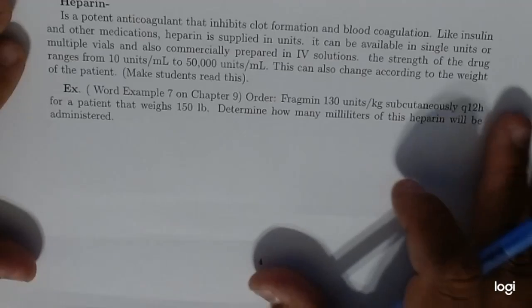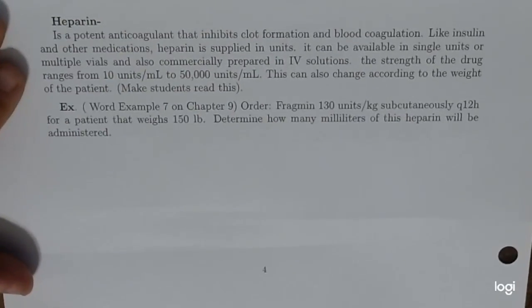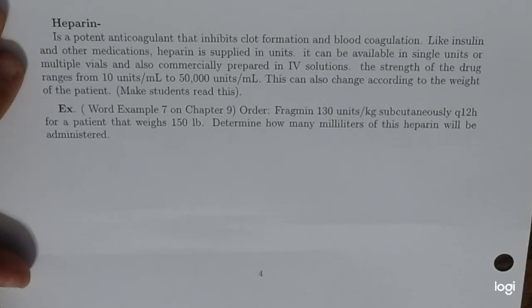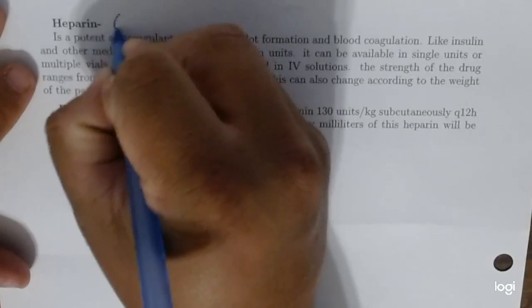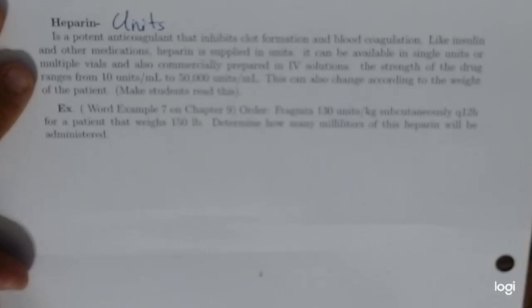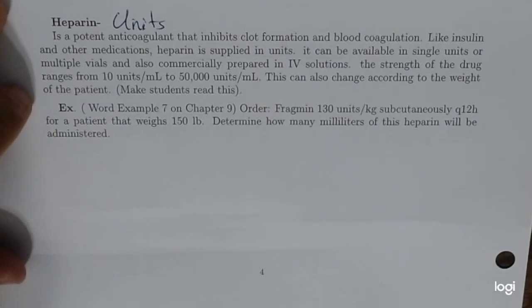Okay. And the last thing we'll talk about is heparin. So this is a potent anticoagulant that inhibits clot formation and blood coagulation. Like insulin and other medications, heparin is supplied in units. So we talked about this a little bit. Units is literally units. That's the actual unit portion, right? It is available in single-dose or multiple-dose vials, and also accompanying prepared IV solutions. IVs we'll actually talk about way back, I think chapter 11, almost the end of the semester.